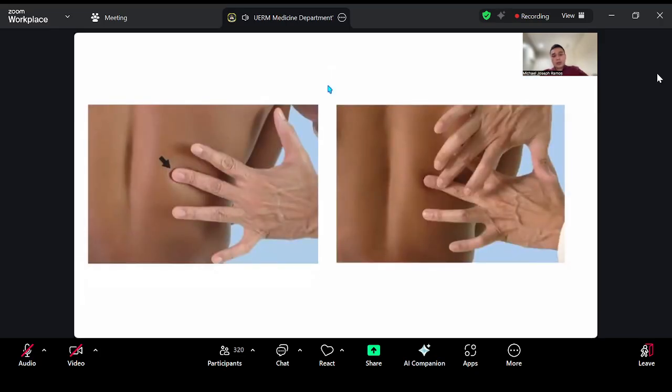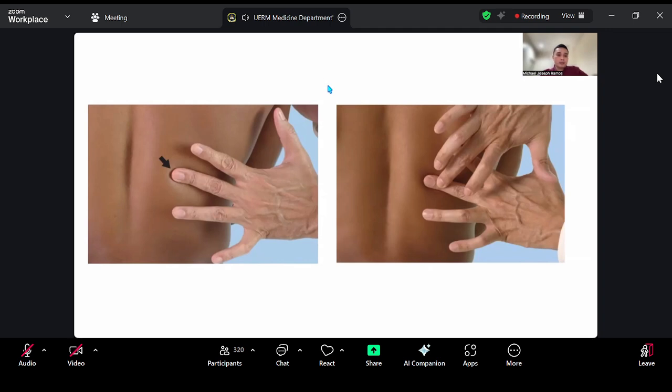Percussion gives you an idea of whether the underlying superficial tissue is air-filled, giving you a hyperresonant or tympanitic note, fluid-filled, giving you a flat note, or consolidated, which can impede sound transmission, hence giving you a dull note.